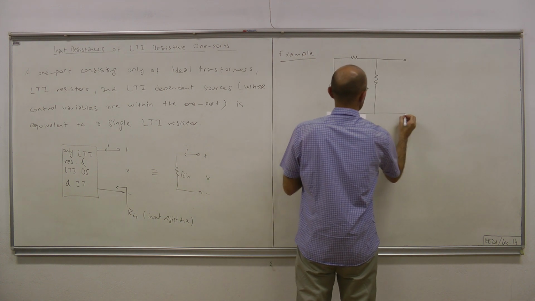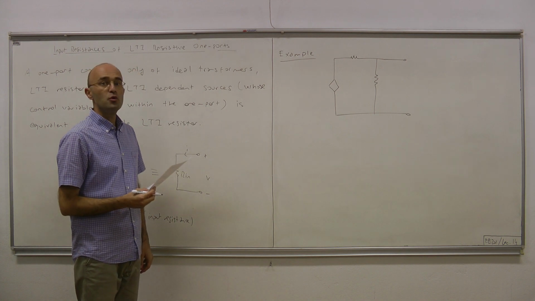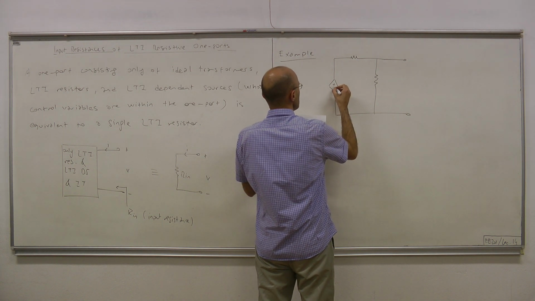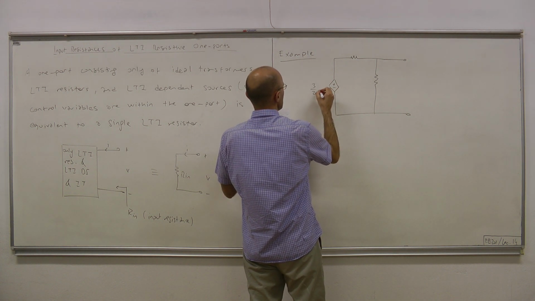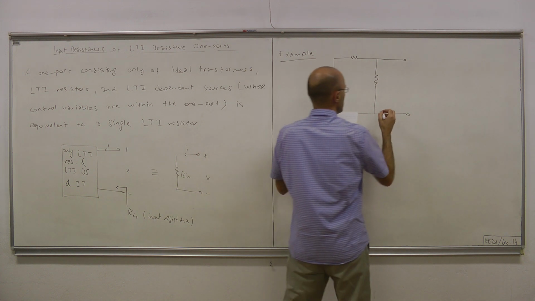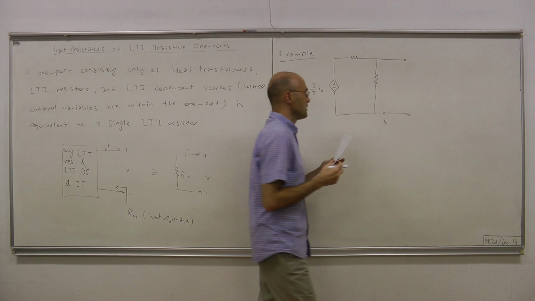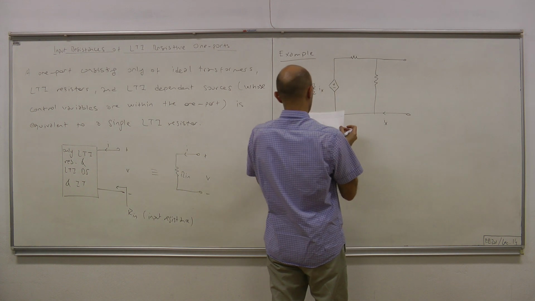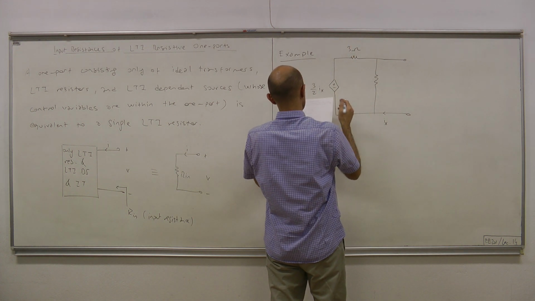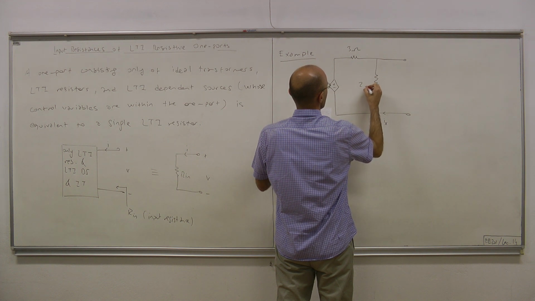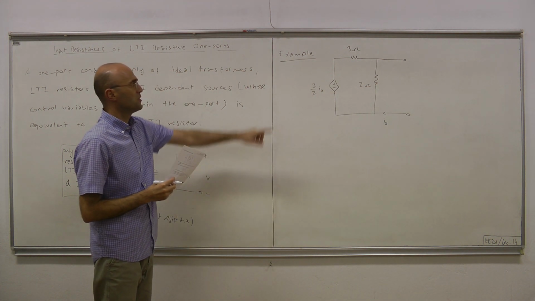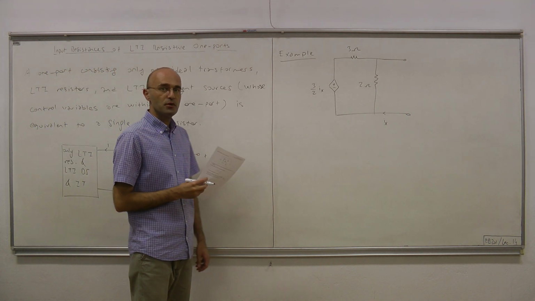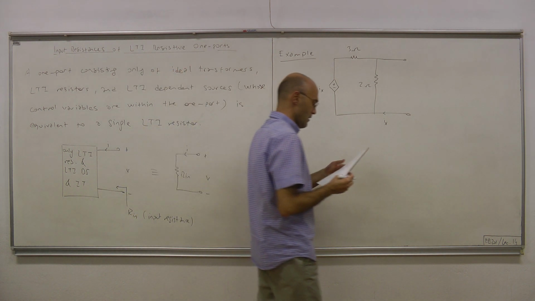Consider this one port here with two LTI resistors and one LTI dependent source. The dependent source is a voltage source, 3/2 Ix, and its control variable is this current on that wire. This is 3 ohms and this is 2 ohms. Since that one port satisfies these conditions here, therefore it must have an input resistance, and now we're going to figure out that input resistance.